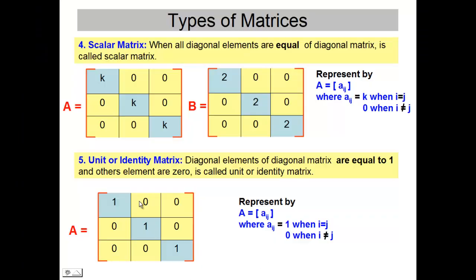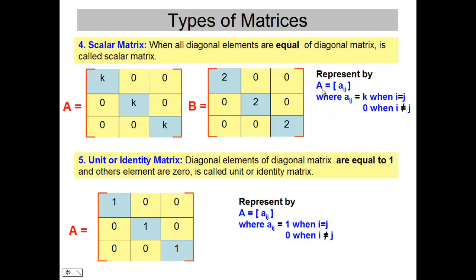Now the fourth type of matrix is the scalar matrix. When all diagonal elements of a diagonal matrix are equal, it is called a scalar matrix. In the example we saw, k is the diagonal element and all are equal. In the other example, matrix B, the 2 2 2 are the diagonal elements and all are equal. So this is called a scalar matrix.